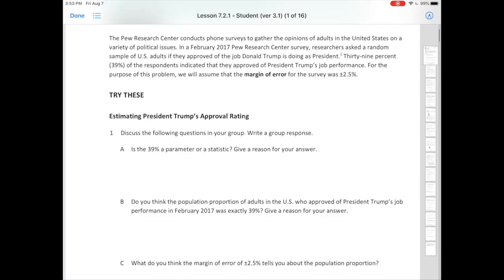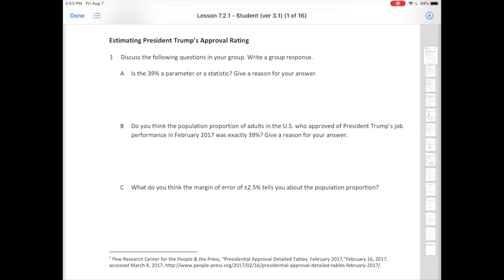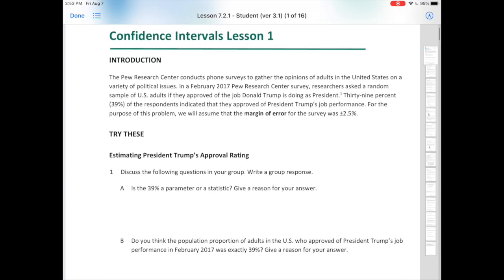So let's see if we can answer the following questions. Estimating President Trump's approval rating. We're going to discuss the following questions, and we're going to see what we think. So, is the 39% stated in the problem a parameter or a statistic? Give a reason for your answer. So, what do we think here?